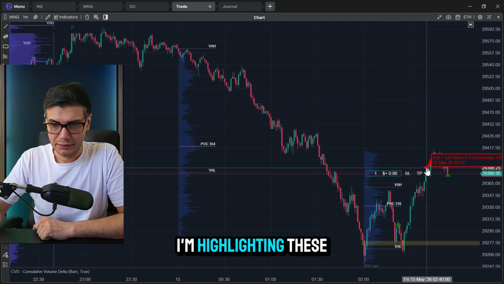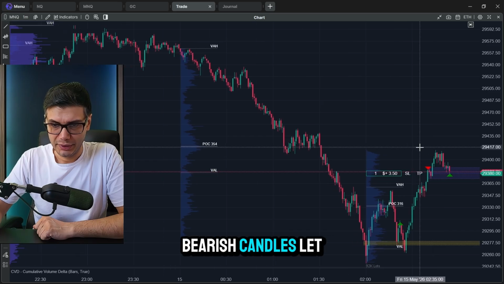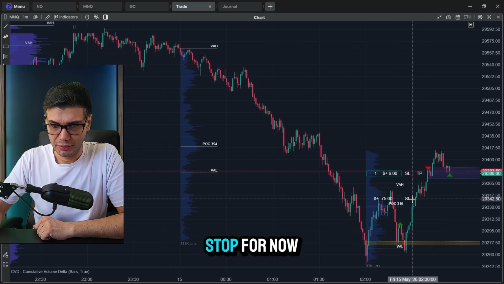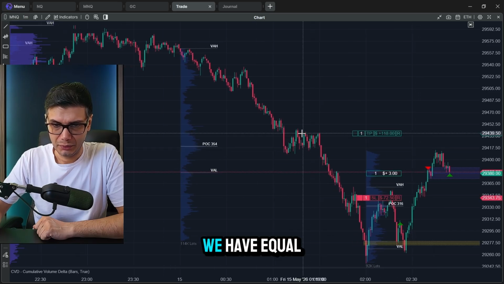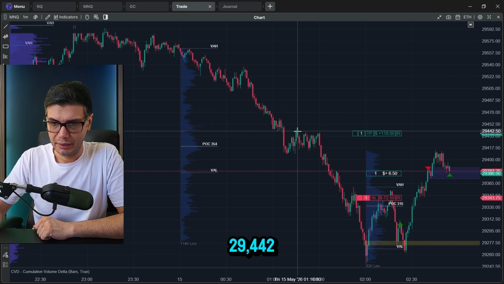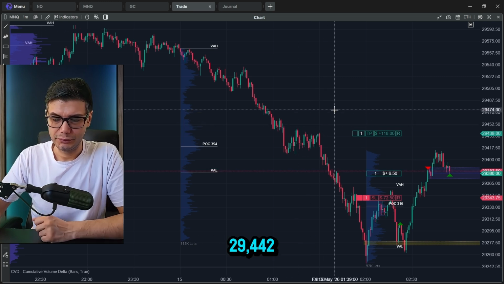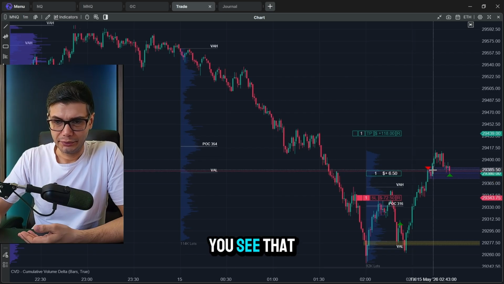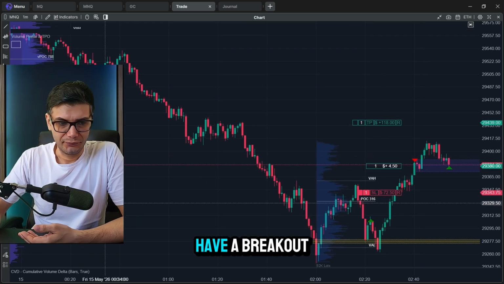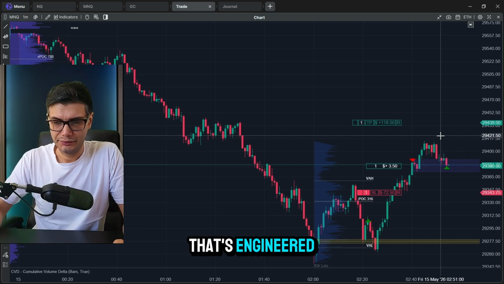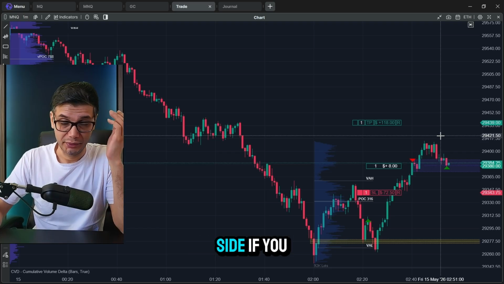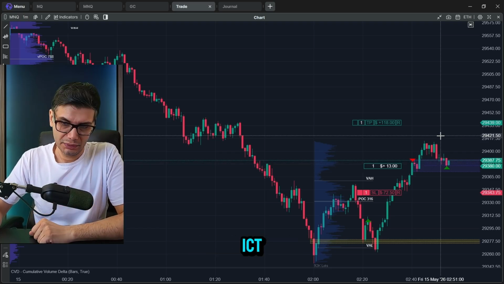I am highlighting these 2 bearish candles. Let me move my stop for now in here. We have equal highs at around 29,442. For the price to go higher, you see that over here we have a breakout. That's engineered liquidity for buy side, if you guys are into ICT.